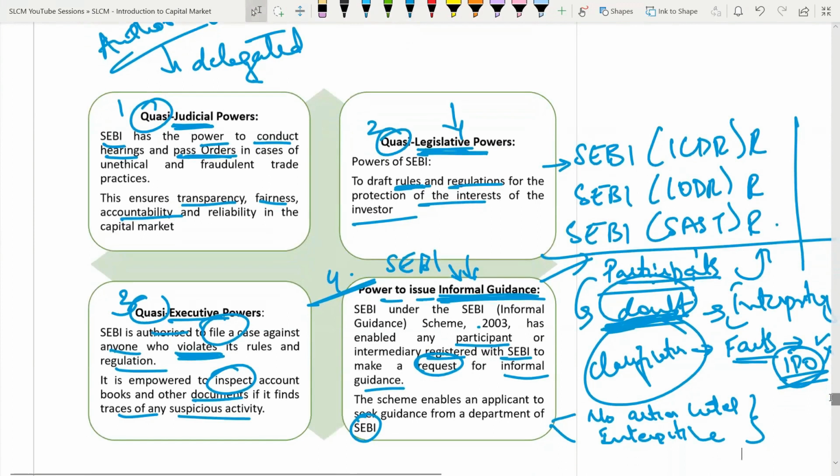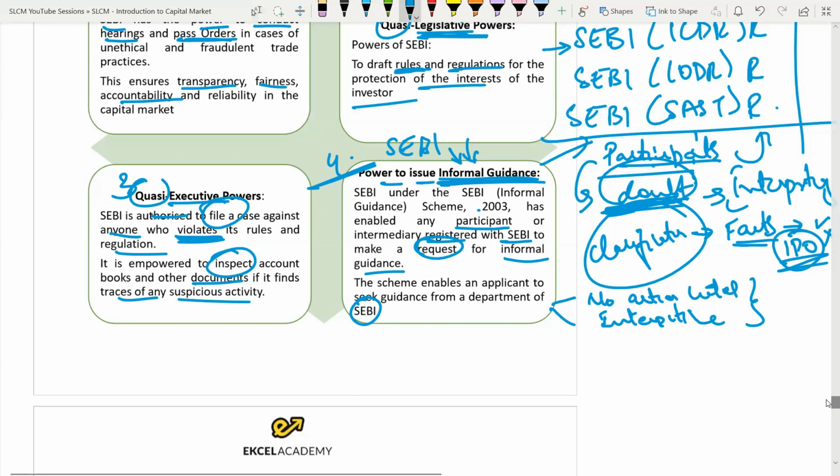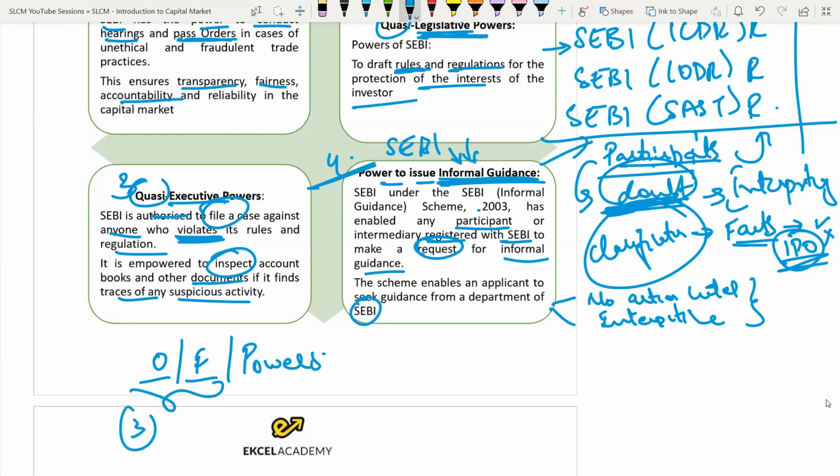So the four main powers of the Securities Exchange Board of India are quasi-judicial power, quasi-legislative power, quasi-executive power, and the power to issue informal guidance. Okay, that brings us to the end of what are the objectives of SEBI, what are the functions of SEBI, and what are the powers of SEBI. The objectives and functions remain the same, that are three: protection of interest of investors, development of the securities market, and regulation of the securities market. And powers, there are four: quasi-judicial, quasi-legislative, quasi-executive, and lastly, the power to issue informal guidance.